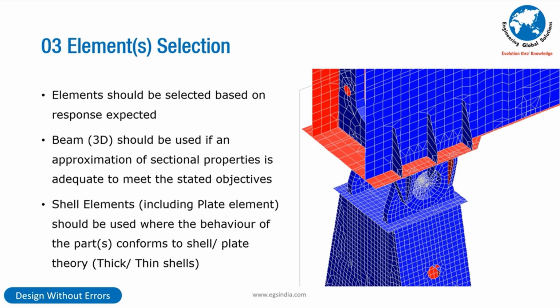So the choice of elements is where your signature problem comes in if we choose inappropriate elements. Beam 3D should be used only if the approximation of sectional properties is adequate to meet the stated objectives. Otherwise, get into 3D. The shell elements should be used if the behavior is for shell and plate elements, thick and thin shells, according to the theory of elasticity. If you do not know thick shells and thin shells, and the transverse shear stress deformation effects, I would encourage you to look at the Motion Course book.